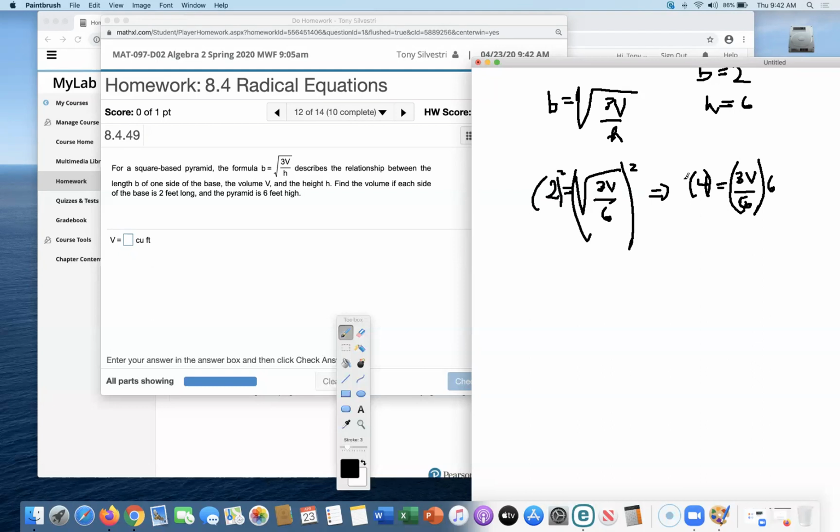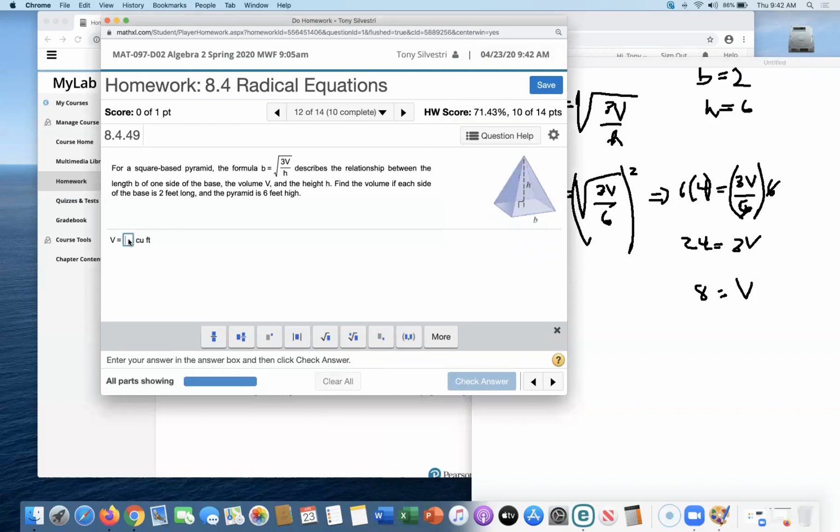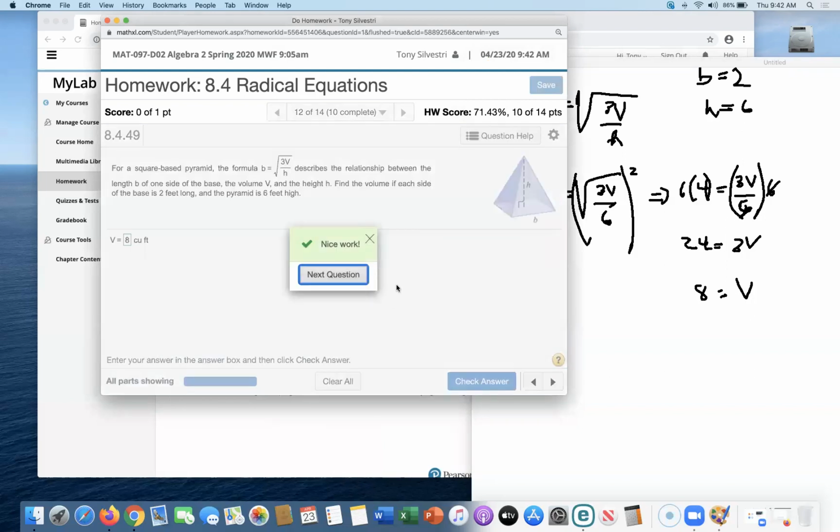Multiply both sides to get 24 equals, the 6's cancel, 3V. And so once you got that, V is equal to 8 because you're going to divide by 3. Let's go for it. V is 8. Check your answer. Yay, good job.